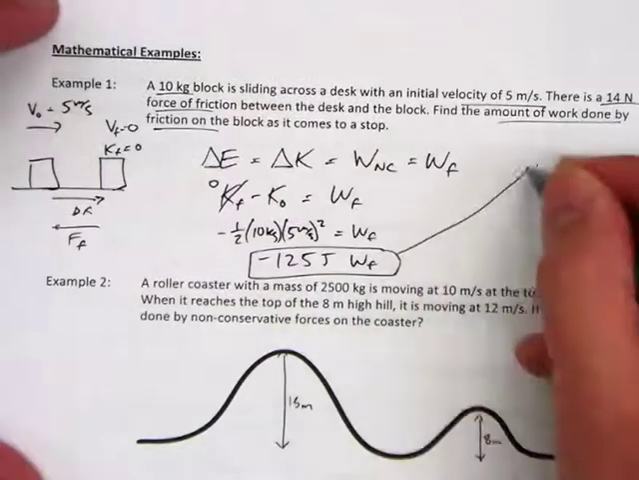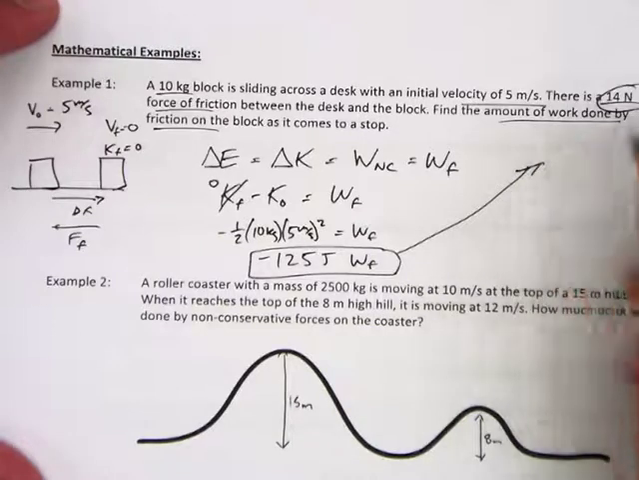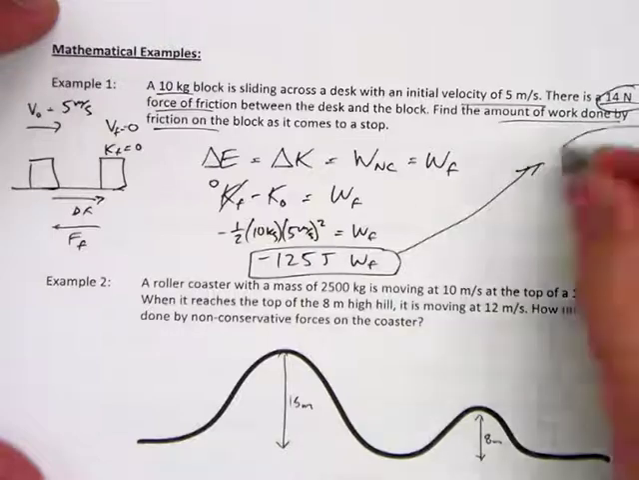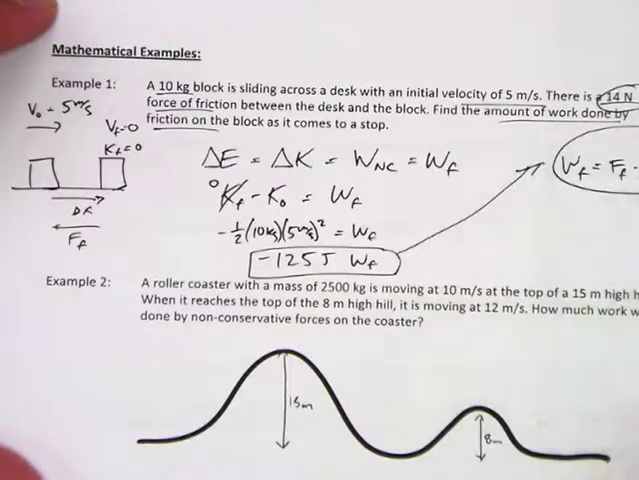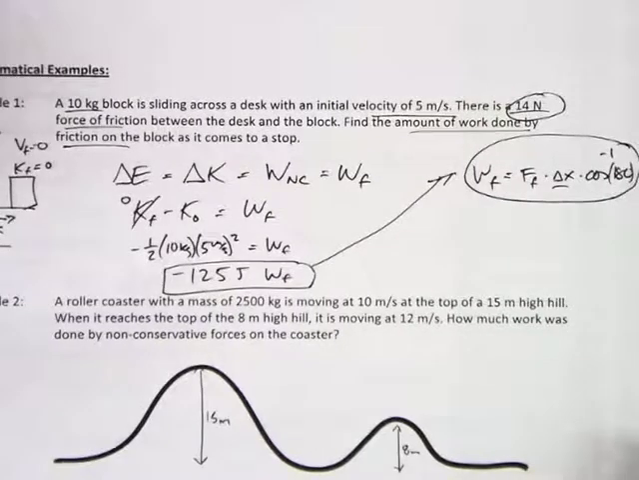Now, mind you, if I wanted to find the displacement, I could use the fact that the work done by friction is the force of friction times delta x times the cosine of the angle in between, and this is 180, so this is a -1. And so we could use this information to find delta x if we wanted to. Sorry, it's coming off the page a little. But it's not necessary. This is a quick way of finding the work done by the non-conservative force of friction.